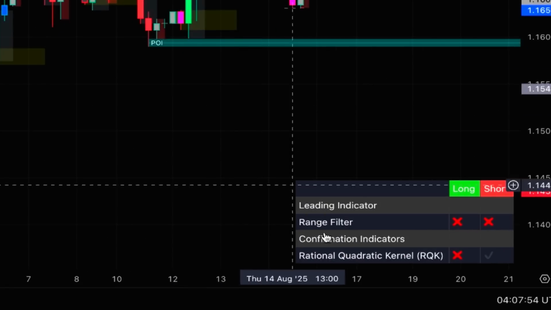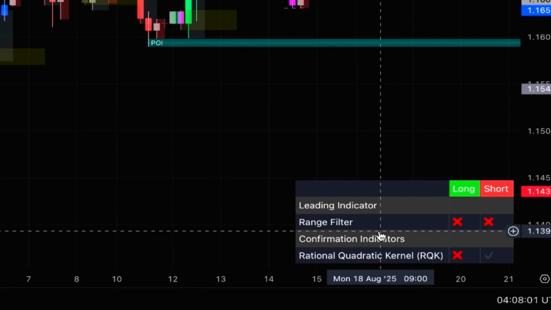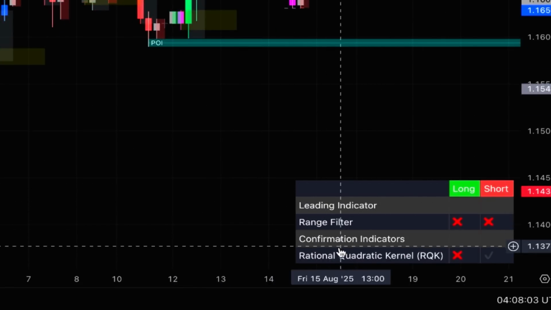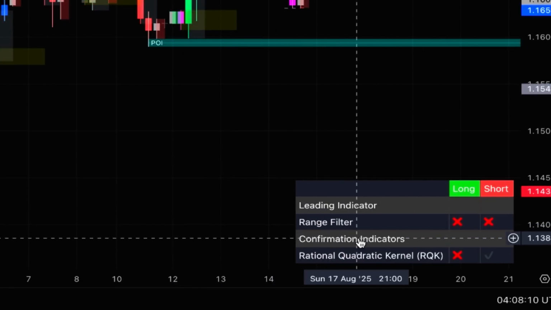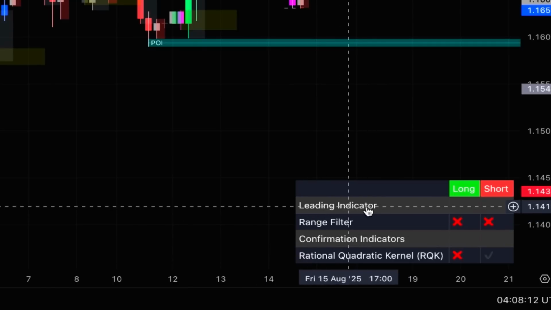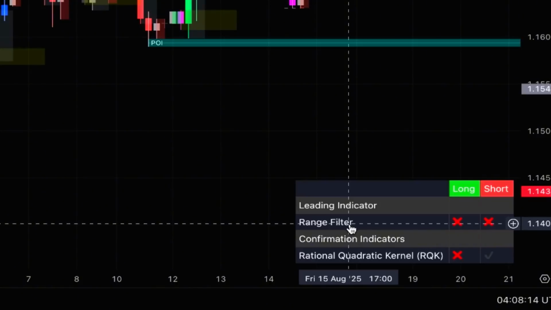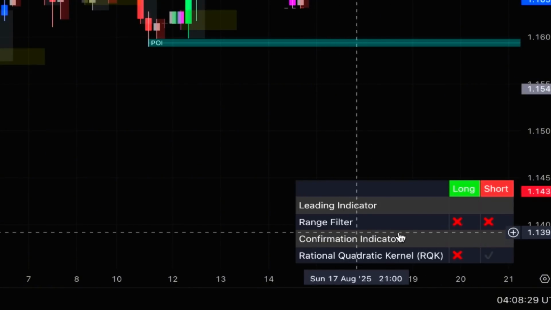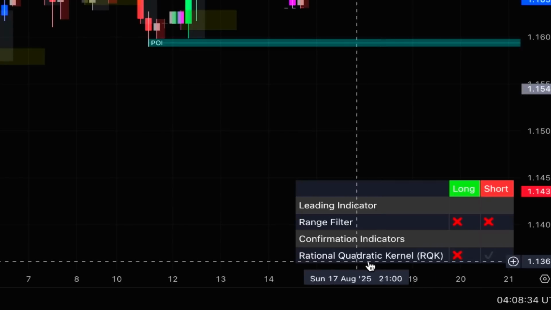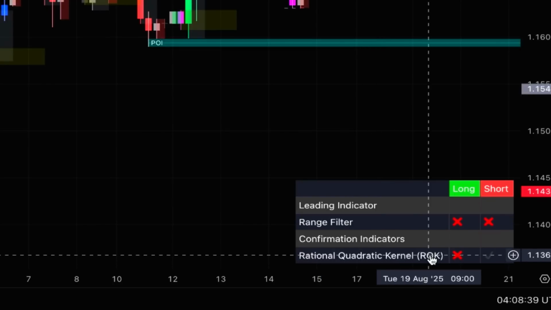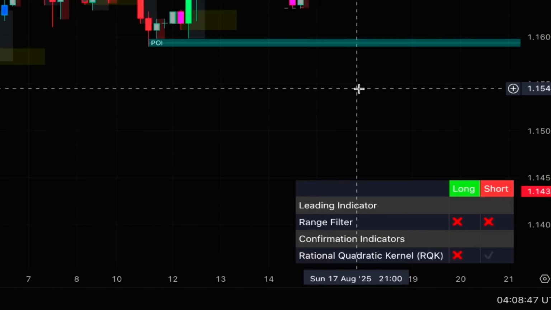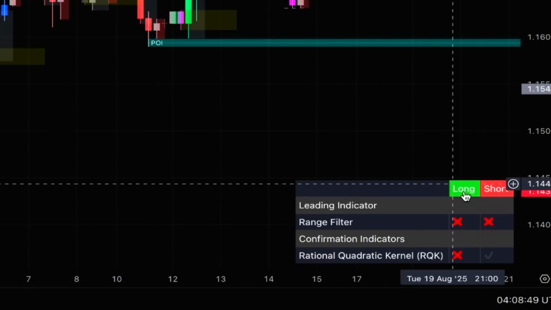First of all, here you can see that we have a table and it will show the indicators that you define for your trading strategy. For example, by default, for the leading indicator, we have range filter, and for the confirmation indicators, we have rational quadratic kernel indicator, and depending on the condition of the market, here it will be checked for long position signals or short position signals.